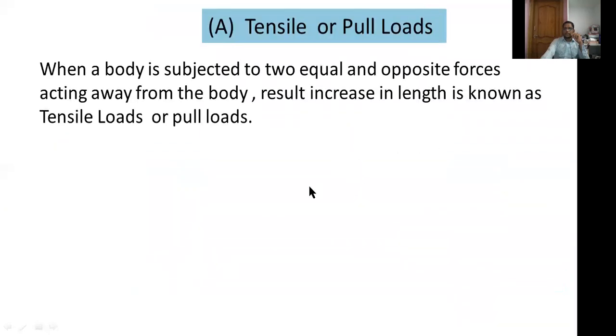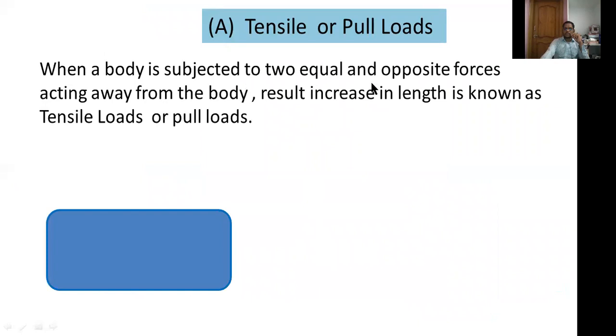Tensile or pull loads: when a body is subjected to two equal and opposite forces acting away from the body, okay, this is the body, so these two forces are acting away from the body, resulting in increase in length. This is known as tensile loads or pull loads.